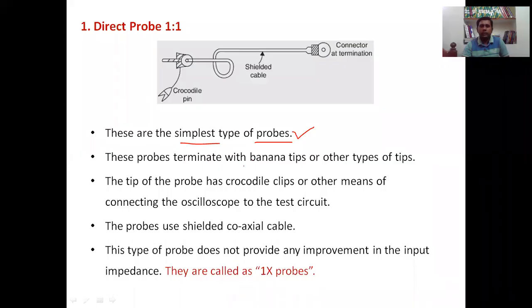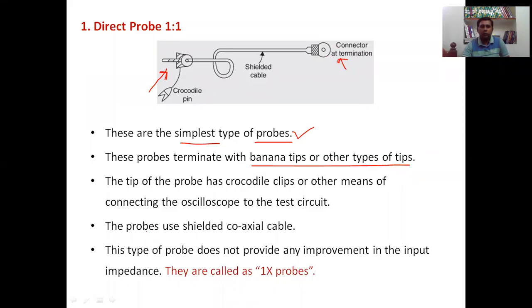These probes terminate with banana tips or other types of tips. This gives the construction. The tip of the probe has crocodile clips or other means of connecting the oscilloscope to the test circuit. This is the crocodile clip, connected to the circuit, and this is connected to the CRO. This is a banana clip, and this is a crocodile clip.